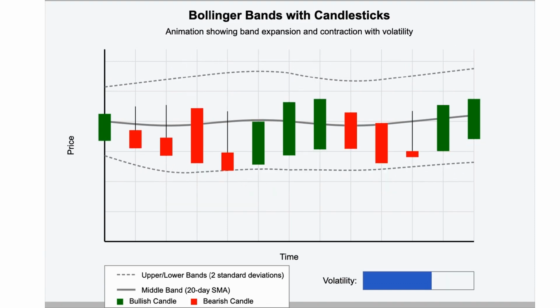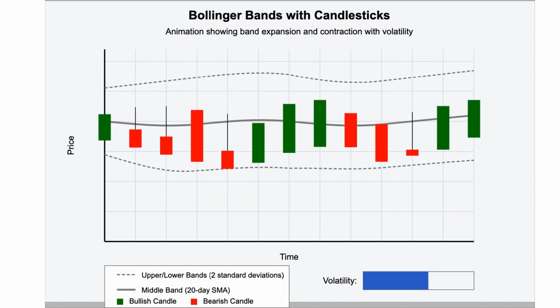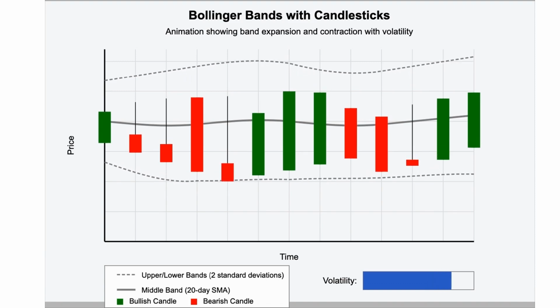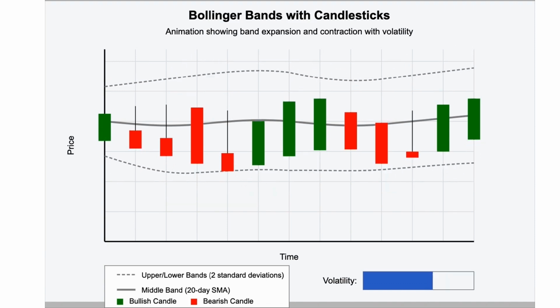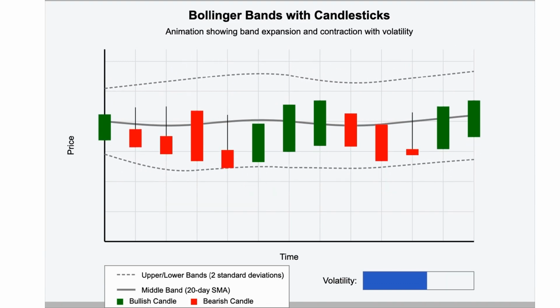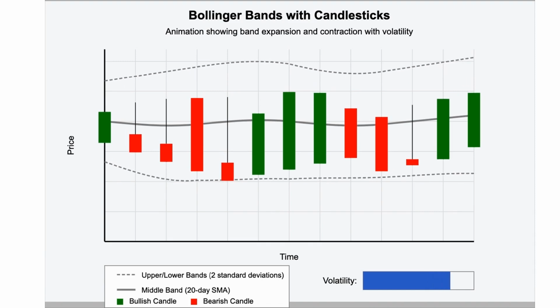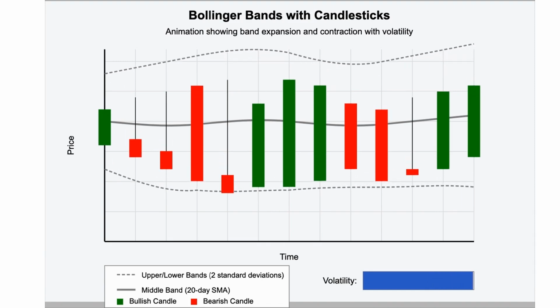Key insights from Bollinger Bands. First, narrowing bands suggest an upcoming potential price breakout. Second, prices touching the upper or lower bands can indicate overbought or oversold conditions. And finally, the bands act as dynamic support and resistance levels.